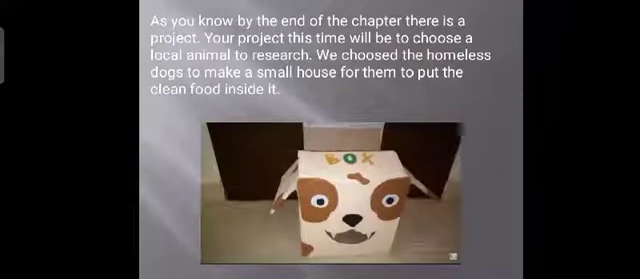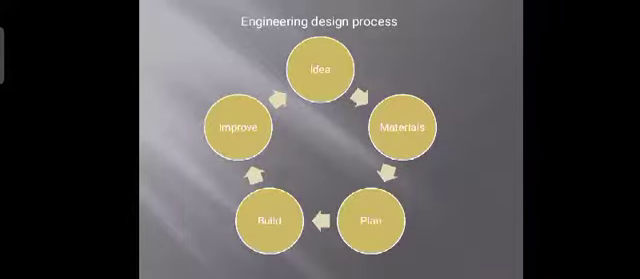As you know, by the end of the chapter, there is a project. Your project this time will be to choose a local animal to research. You will choose any animal you see near your home in your environment, okay? We chose the homeless dogs, okay? And our project will be to make a small house for the homeless dogs to put the clean food inside it.